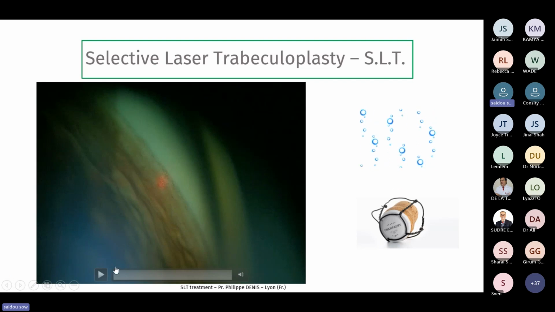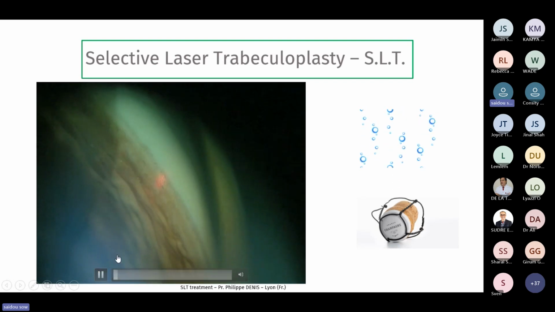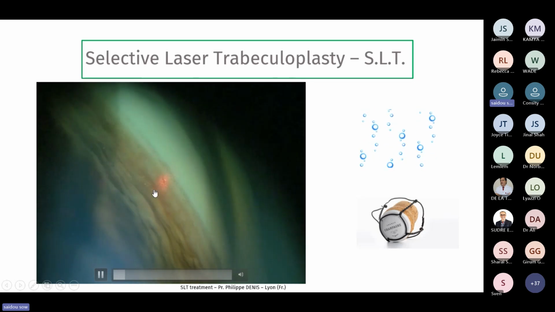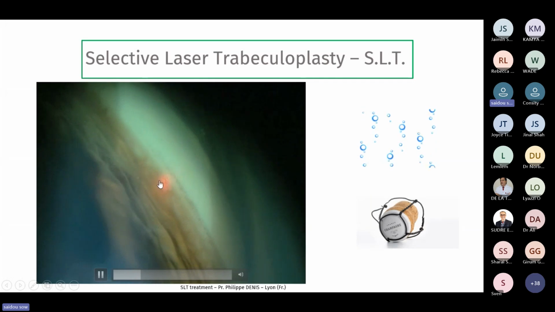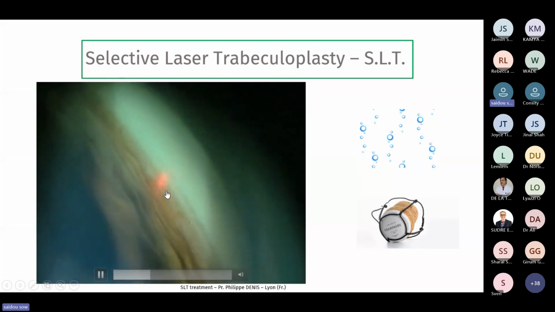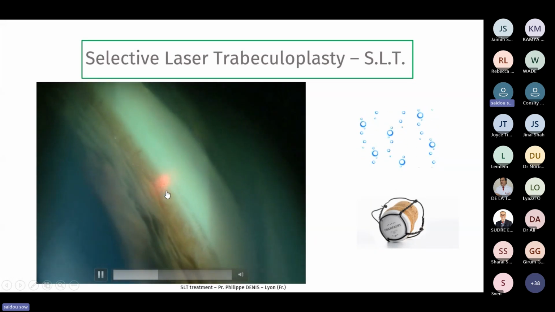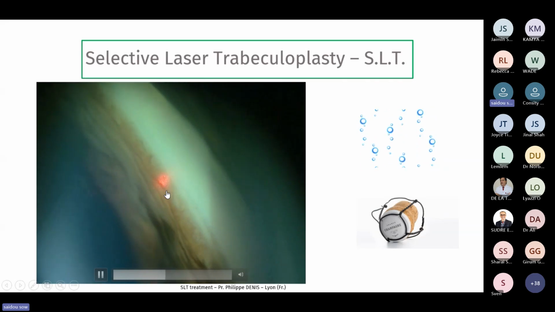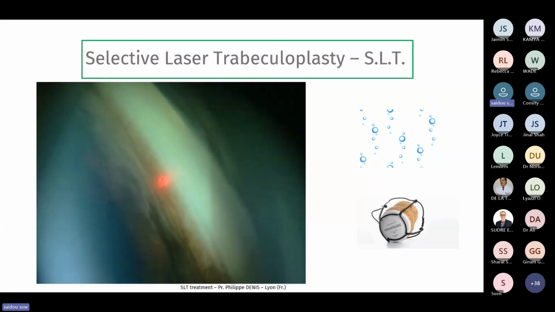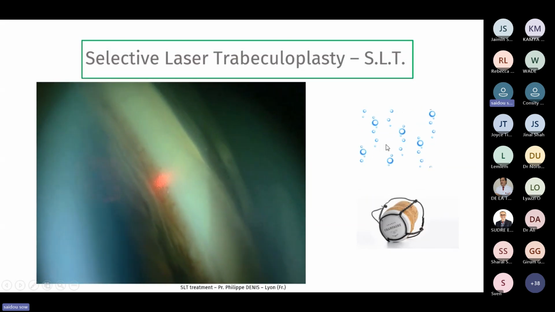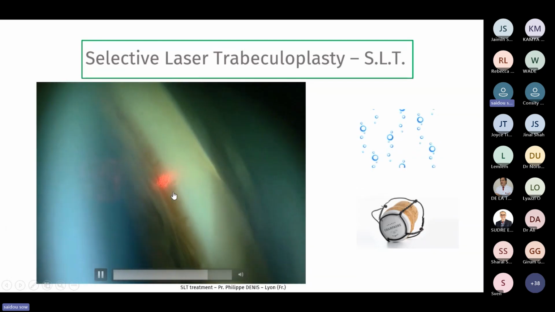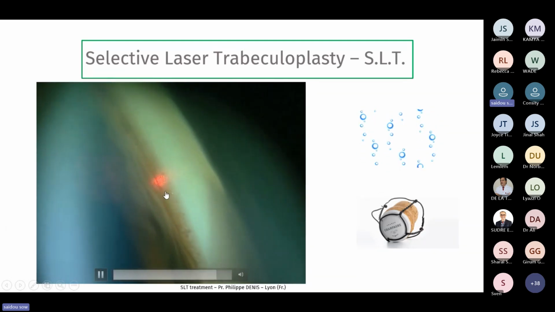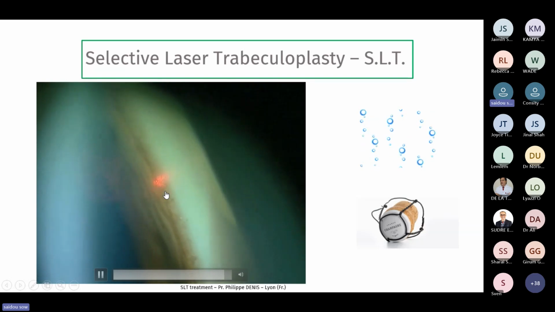So in this video, we see the spot shot just onto the trabeculum with the appearance of the champagne bubbles, which testifies that we are using the good energy and the good localization of the trabeculum. We see here the bubble, which is represented just here at the right side. So if we see these bubbles, it means we are using the good energy.